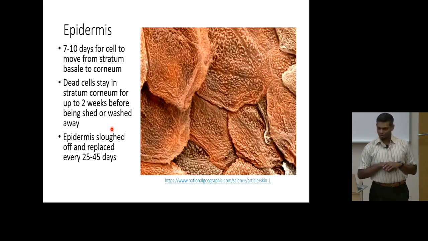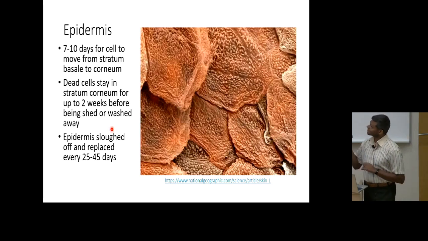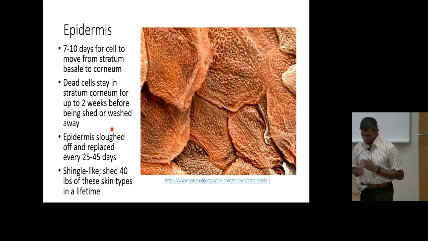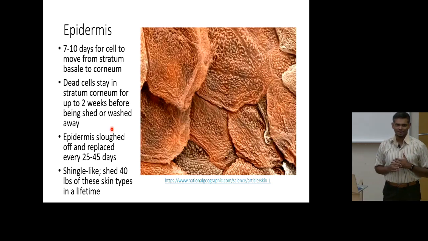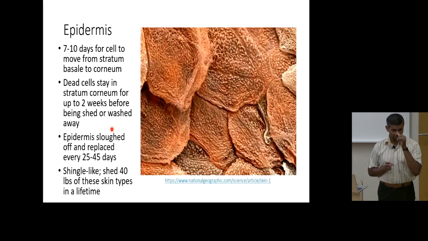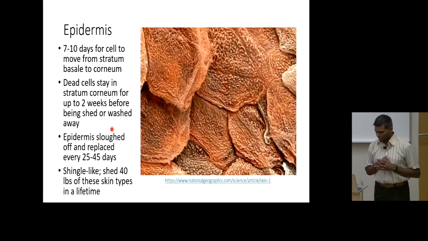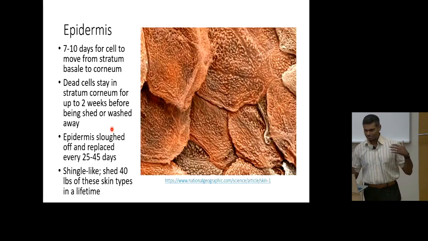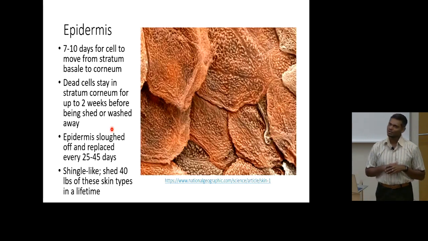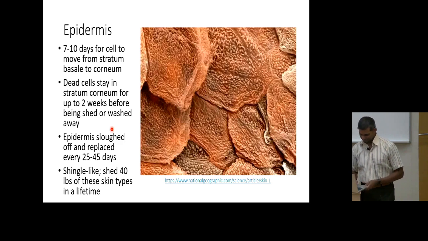If there are no other questions, I just want to point out that this picture here looks like a bunch of shingles. This is actually an electron micrograph picture of your stratum corneum, and because we shed skin so regularly across the entire lifetime, we'll shed around 40 pounds of skin, which is pretty cool.